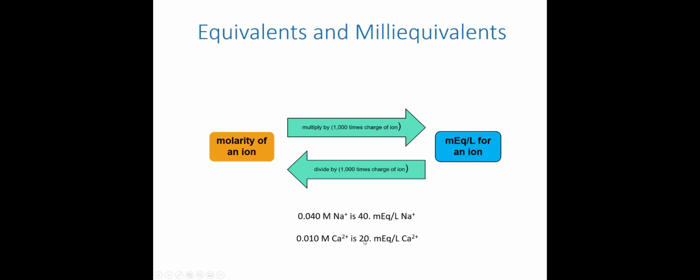On the other hand, if I want to go from 20 milliequivalents per liter of calcium to molarity, I take that and divide it by 1,000 times 2, because it's a 2 plus charge. So I'm dividing by 2,000. So 20 divided by 2,000 is 0.010 molar calcium.